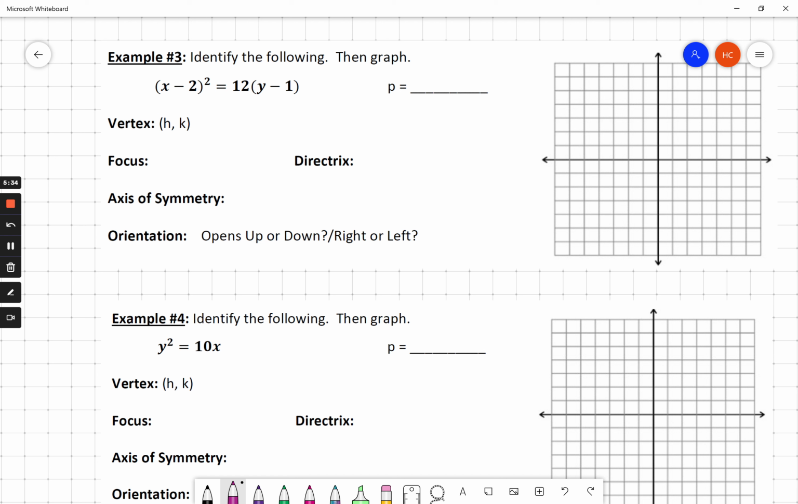Our equation is x minus 2 squared equals 12 times y minus 1. So the first thing I want us to do is to determine what the orientation is. So I'm going to put the word or the number here first because I want to make a statement that the orientation is the first thing you should focus on getting done.